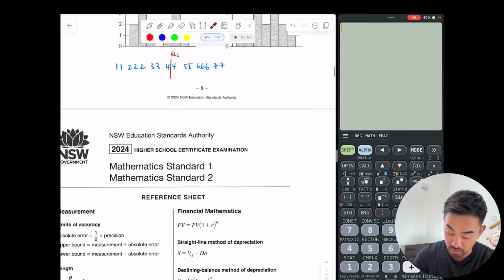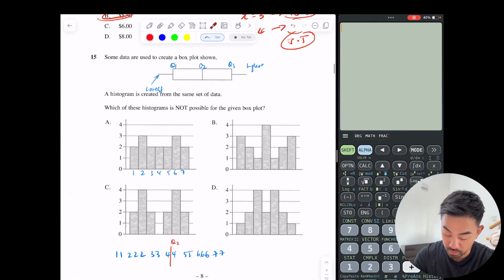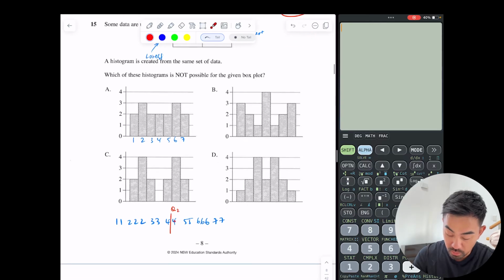What's Q3 going to be? So 1, 2, 3, 4, here. So that's Q3. And then counting from the other end, I think it is here. So that's Q1.